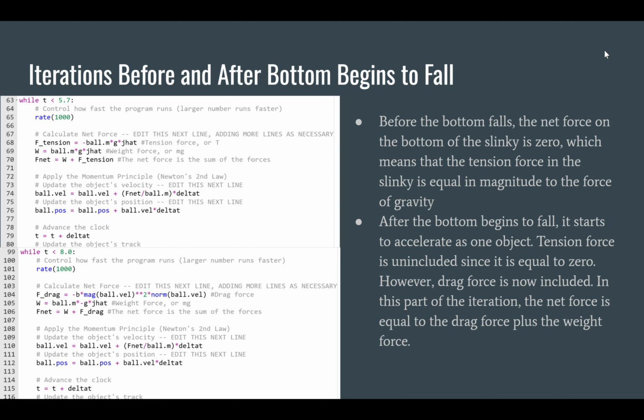For the iterations of the bottom part of the Slinky, before the bottom falls, the net force on the bottom of the Slinky is 0, which means that the tension force in the Slinky is equal in magnitude to the force of gravity. After the bottom begins to fall, it starts to accelerate as one object. Tension force is not included since it's equal to 0. However, drag force is now included. In this part of the iteration, the net force is equal to the drag force plus the weight force.